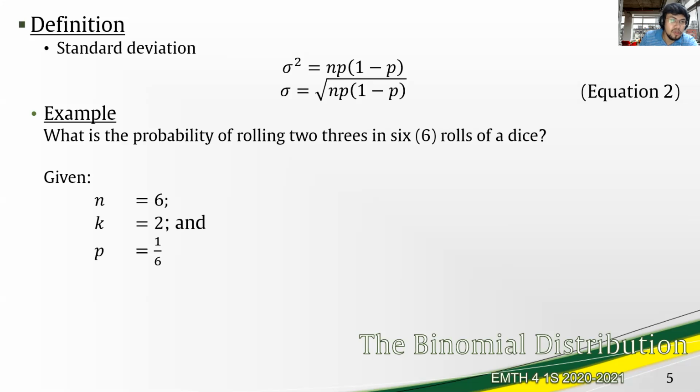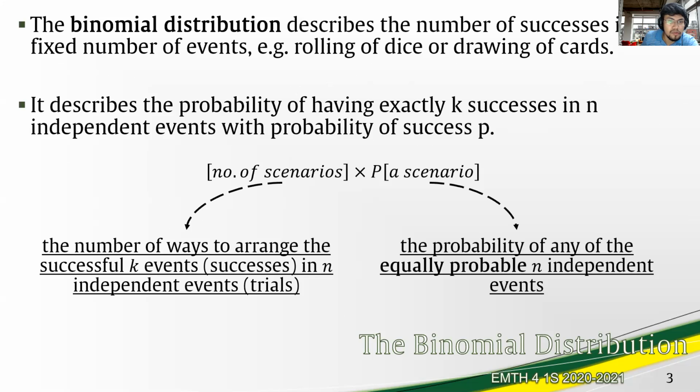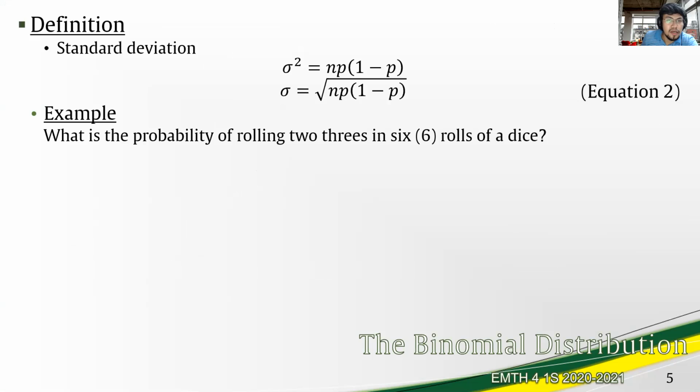All right, we have an example here. I think I slipped out of this slide. I was going too fast. But anyway, we are here now in this example, and we have the given of a problem. What is the probability of rolling 2 3s in 6 rolls of a die? Pardon the grammatical error here, but it's a sample in English.